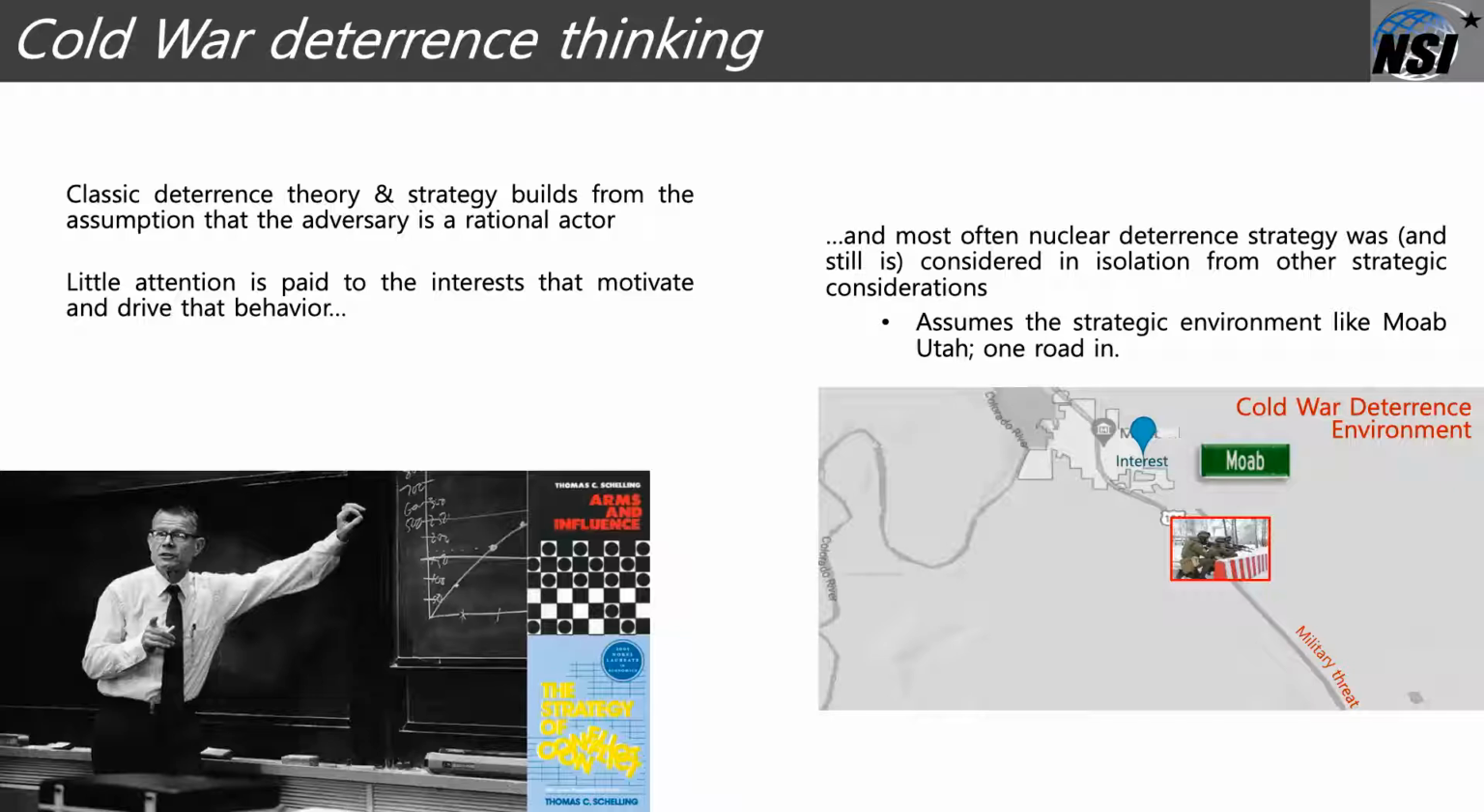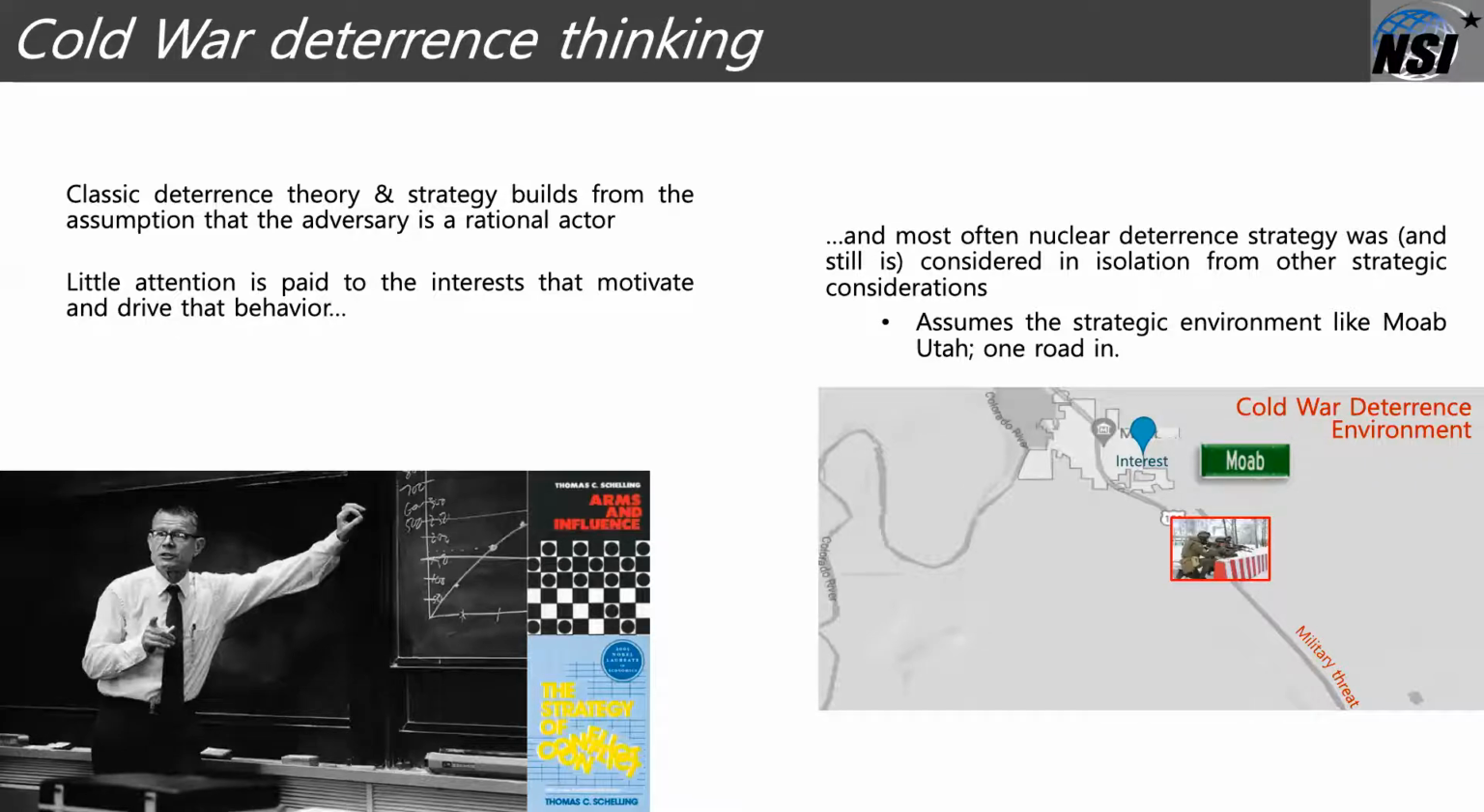Classic deterrence theory and strategy builds from the assumption that the adversary is a rational actor. It assumes that sufficiently increasing the cost of an action, the path to an objective, will stop an actor from taking undesired action, thus achieving an effective deterrent threat. This conceptualization of deterrence typically abstracts the calculation from the operational environment as a whole. It treats military threats as the only road into town, and adversaries as actors with only one interest and one tool. Such an approach focuses almost entirely on changing an adversary's behavior by changing their cost-benefit analysis.